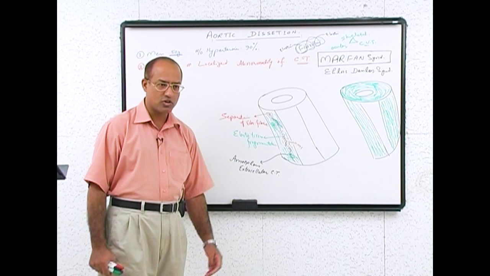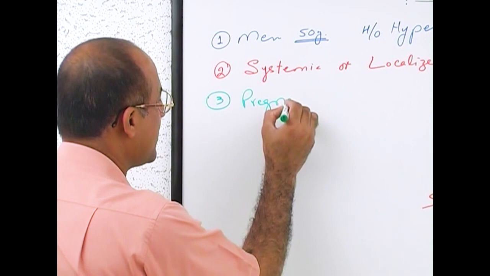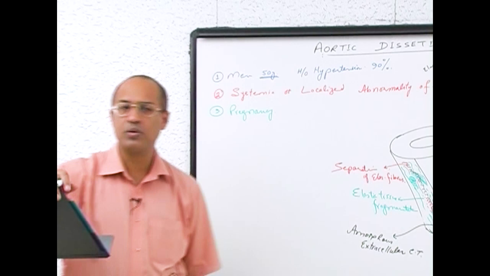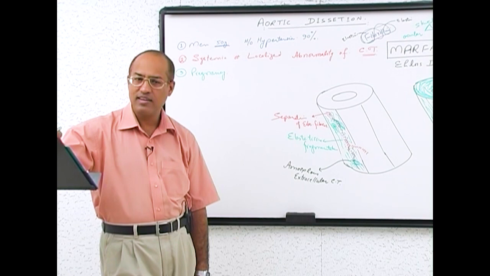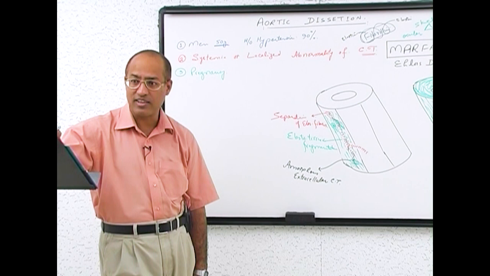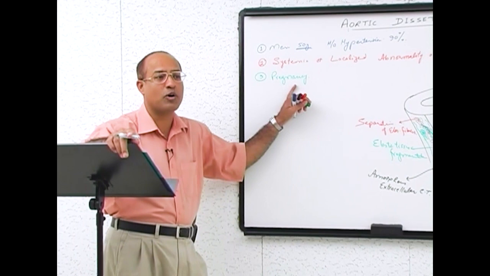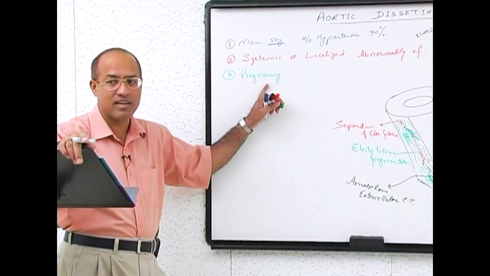Then another situation is pregnancy. In pregnancy, there's slightly increased risk of dissection of aorta. We don't know why. Pregnancy-associated aortic dissection is seen only in females, of course. But you should know that in pregnancy, there's slightly increased risk for dissection of aorta, and that dissection very commonly extends into the coronary area. Many people don't know why; they're still discovering why it is happening in pregnancy.